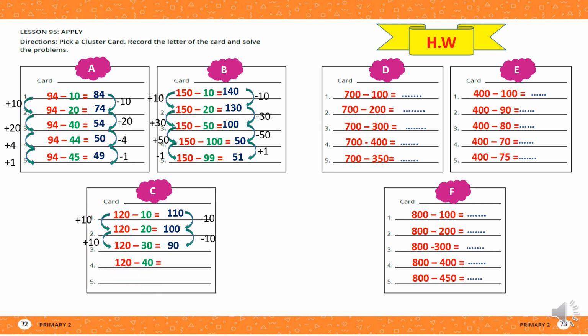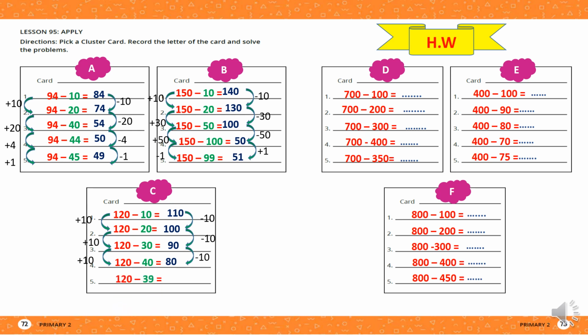Equation number 4. 120 minus 40. 30 also increased to be 40. Increased by what? We added 10. 30 plus 10 equals 40. So we must subtract 10 from 90. 90 minus 10 equals 80.